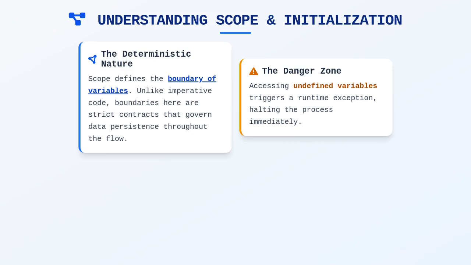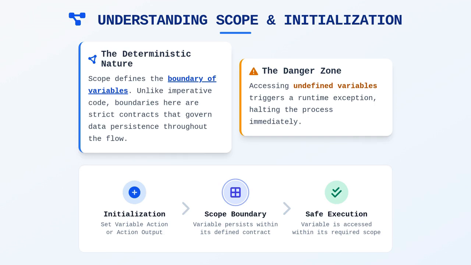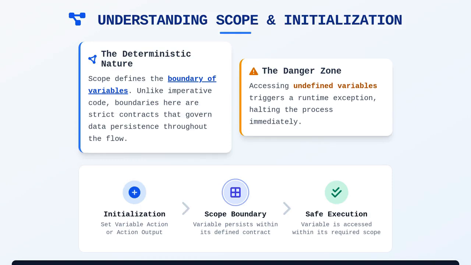When you define a variable, you are establishing a contract for how that data persists throughout the flow. Initialization is the point where we assign an initial state to a variable, often using the set variable action or by capturing outputs from preceding actions. If you attempt to access an undefined variable, the runtime will throw an exception, halting the process, which is why explicit initialization is a core best practice.